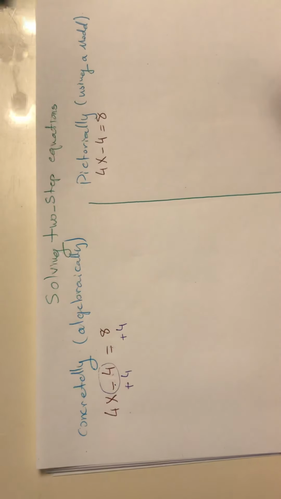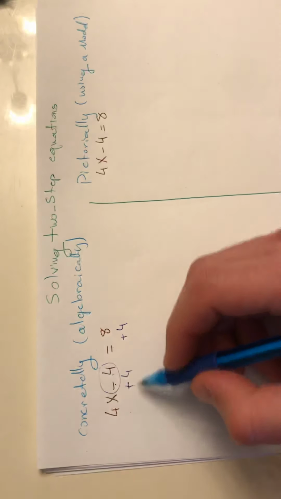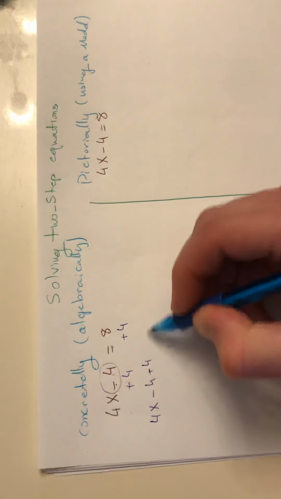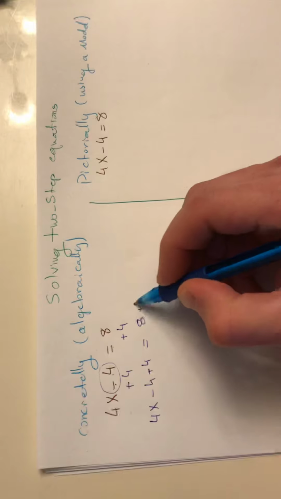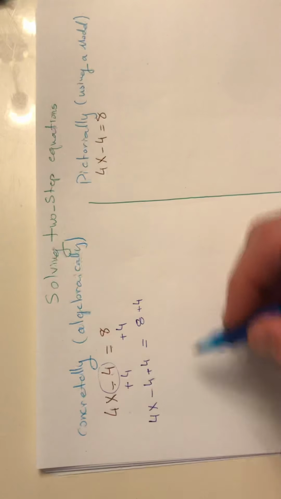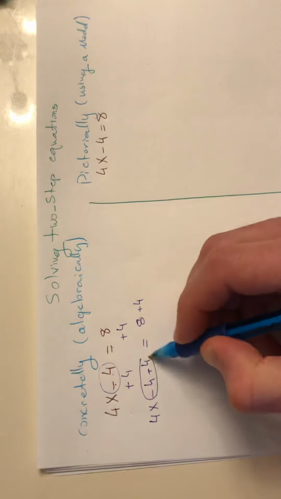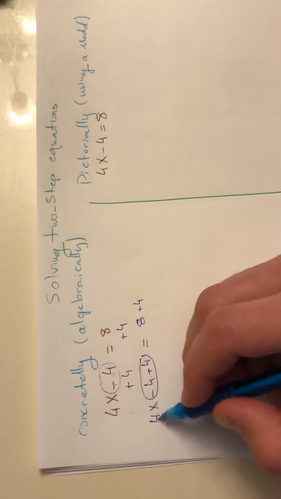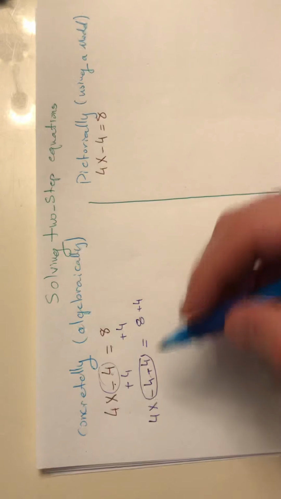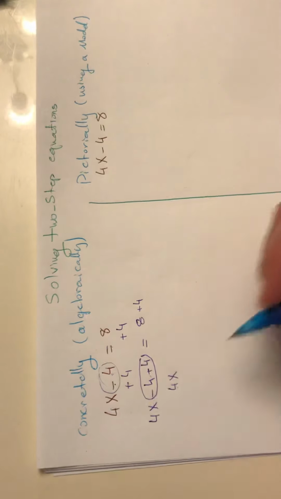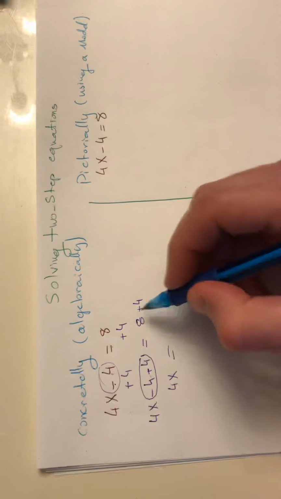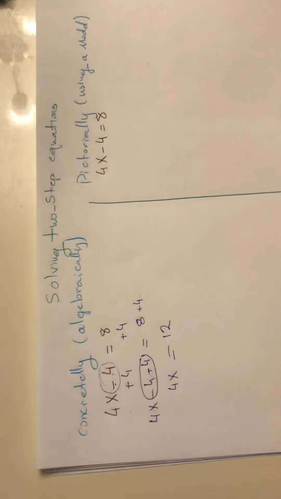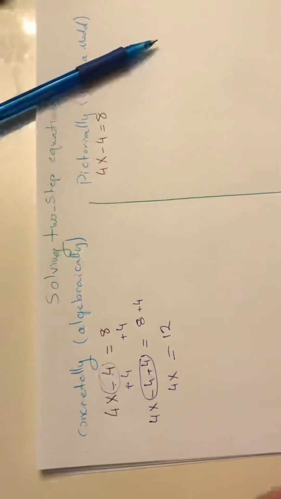Now when we rewrite this, we end up with 4x minus 4 plus 4 equals 8 plus 4. We do what we can, and you notice that the minus 4 plus 4 becomes 0. So 4x plus 0, or minus 0, you don't have to say that, of course. On the other side, we have 8 plus 4, which is 12. So this is a two-step equation.